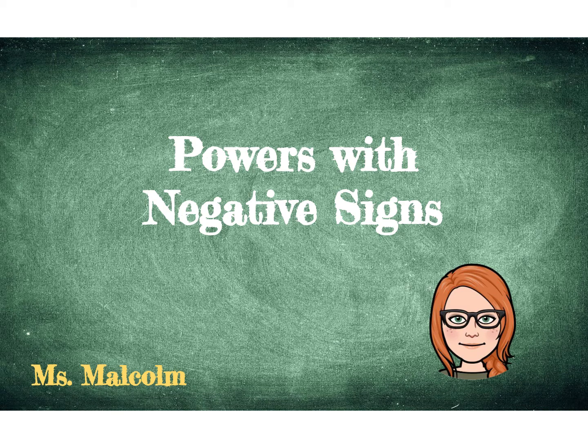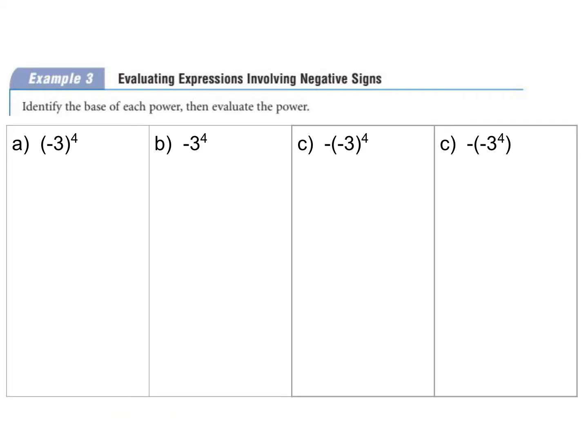In today's lesson, we're going to look at powers that have negative signs and look at the role of using brackets or parentheses. Okay, let's look at these four examples. They're all the same, except where the brackets are and where the negative signs are. We're going to look at all four different examples, and see how they are different and how they are the same.